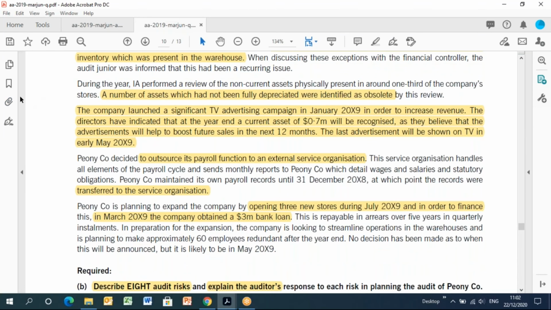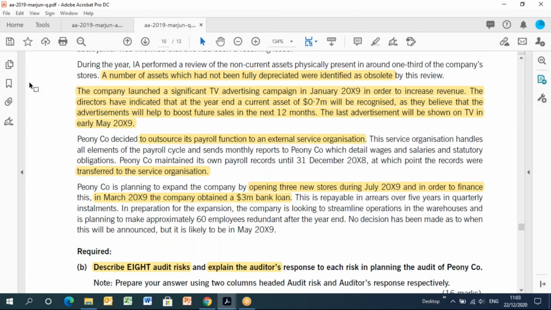If we move on, it says that the company launched a significant TV advertising campaign in January in order to increase revenue. The directors have indicated that at the year end, a current asset of 0.7 will be recognized, as they believe that this advertisement will help to boost future sales in the next 12 months. According to IAS 37, if an inflow of economic resources is expected to the entity, then an asset should be recognized. But at this stage, we don't know if the future revenue is just a simple guess, so you cannot recognize this.